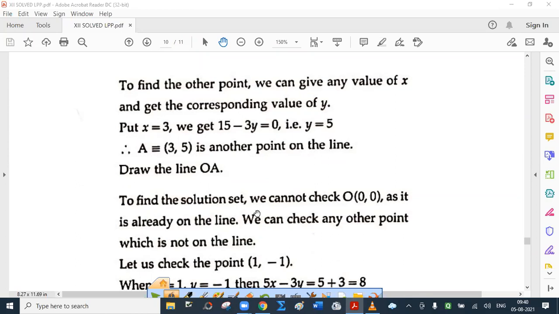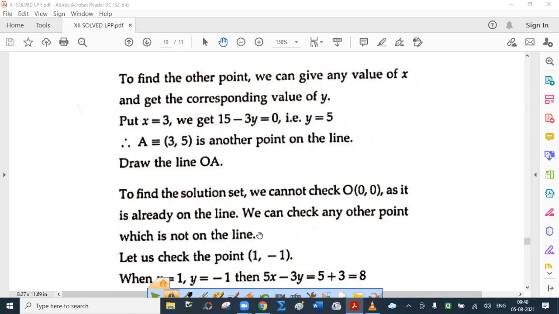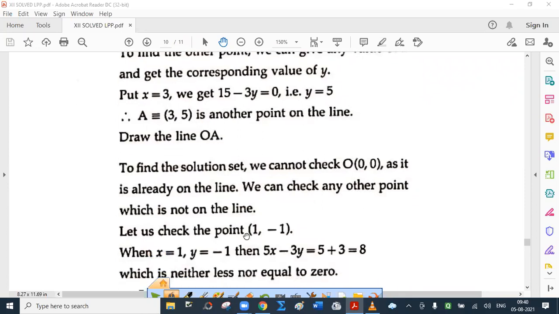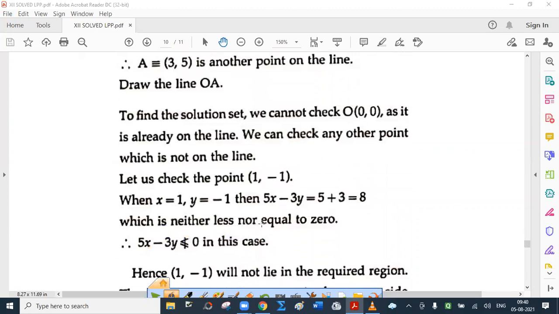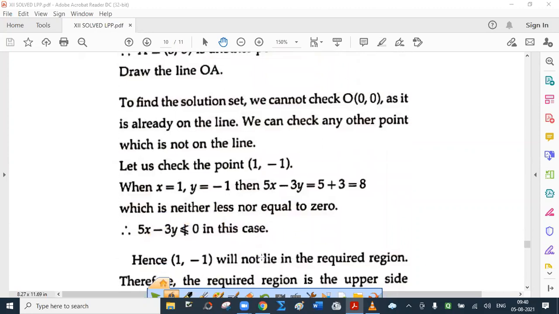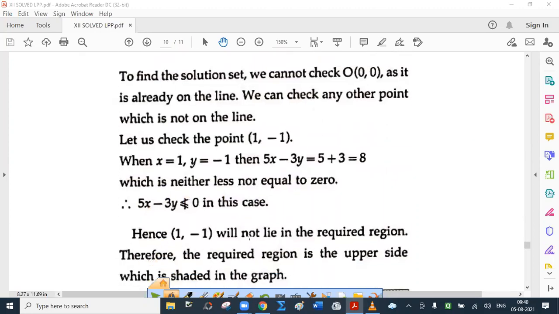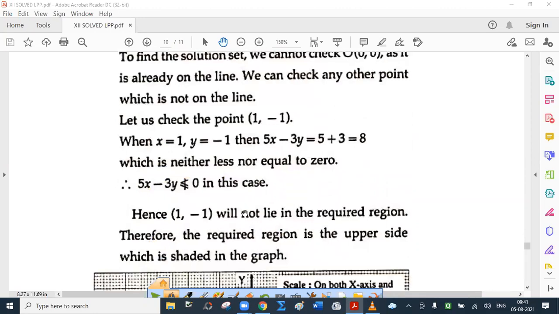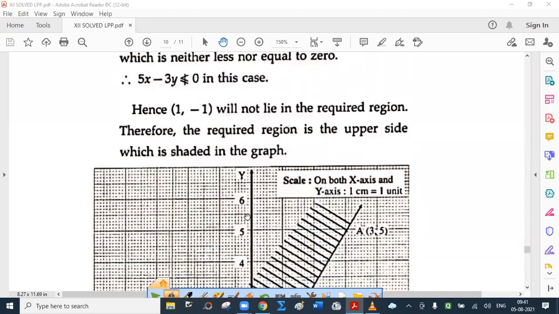To find the solution set, we cannot check (0, 0) as it already lies on the line. We can check any other point which is not on the line. Let us check with (1, -1). Put x equal to 1, y equal to minus 1. So that gives me 8. Is 8 less than 0? No, 8 is greater than 0. And therefore, (1, -1) will not lie in the required region. Therefore, the required region is the upper side, which is shaded in the graph.